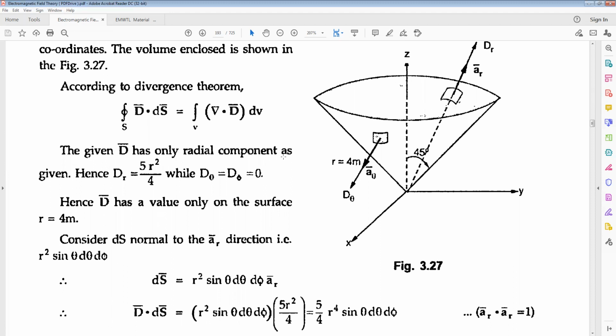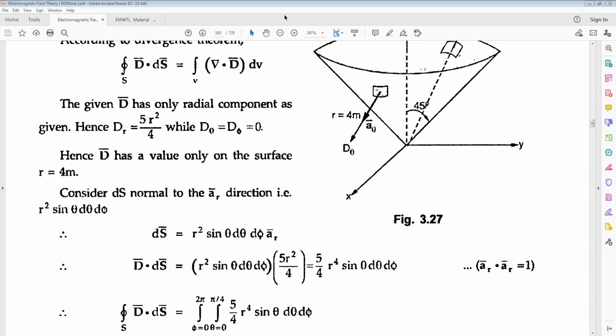The given D bar has only the radial component, D r is equal to 5 R square by 4, while D phi is equal to 0. Hence, D bar has a value only on the surface at R is equal to 4 meters. According to the Gauss law, for D bar dot ds bar along the R bar direction, we have only the R into d phi dz. Similar for AR bar. But here this is a function for the cylindrical coordinate system. Now we are assuming a cone, which definitely means a spherical coordinate system.